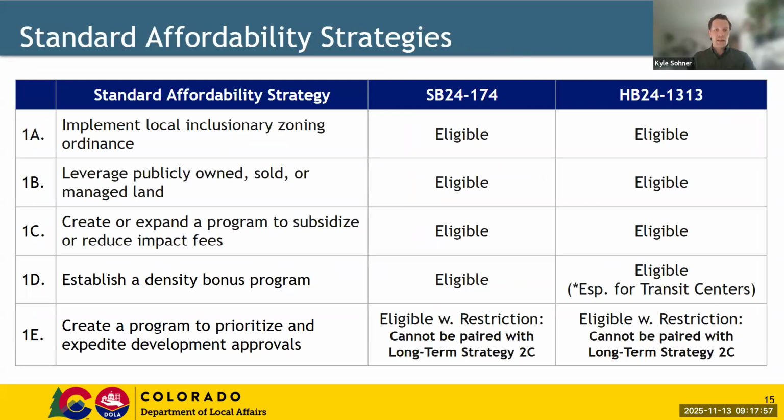And so we'll start off with the standard affordability strategies. As much as I know you would love to hear me walk through each of these for the next 4 hours, I will try to keep this short. One thing I want to direct your attention to is strategy 1E. That is the prioritization of expedited development approvals. That's a pairing that won't work with the Prop 123 commitment because you're essentially doing the same thing.